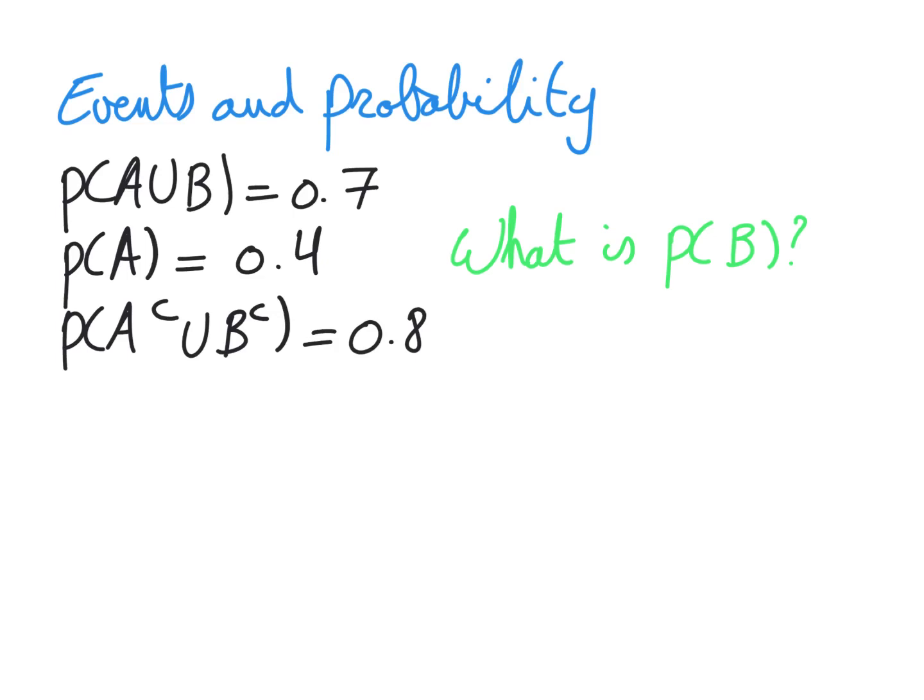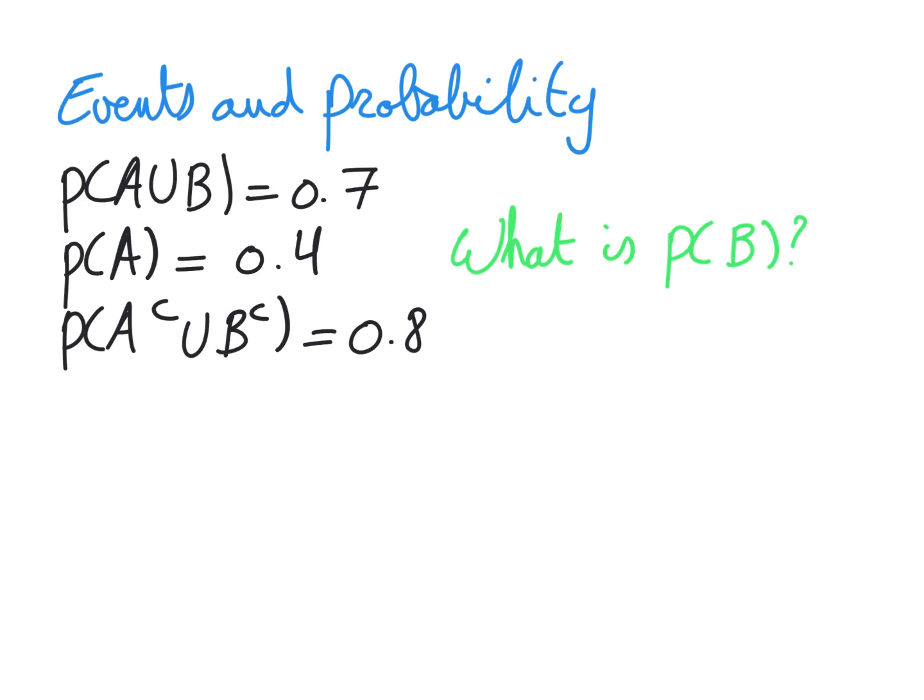Hi. In class, you've seen many theorems and rules to compute probabilities. The sum rule, the complement rule, De Morgan's laws. And in this example, I want to show you how you can use these rules to compute probabilities. So in this case, there are a few things that are given.